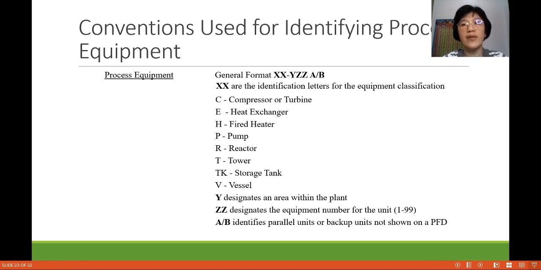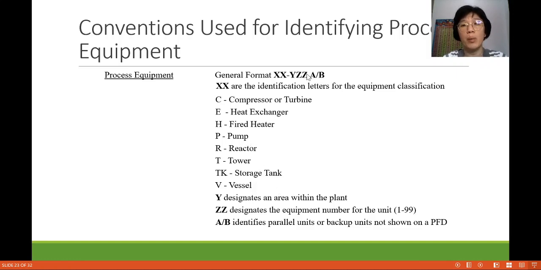So the convention used for identifying process equipment. The general format is XX-YZZ A/B. XX over here is referring to the letters for the equipment. Say if we have a compressor, then we start with C, meaning XX over here is replaced by C. If you have a heat exchanger, then we use E. If we have a reactor, we use R. And if we have a pump, then we use P.